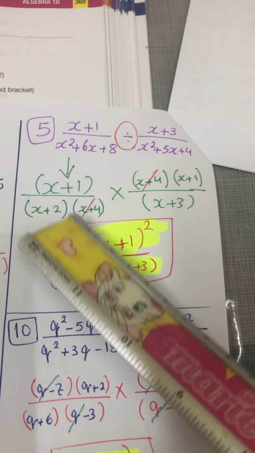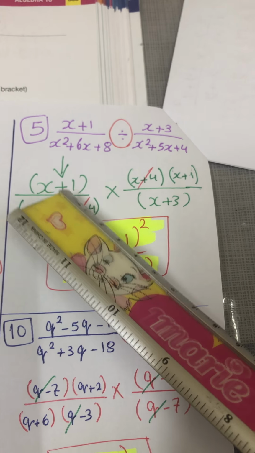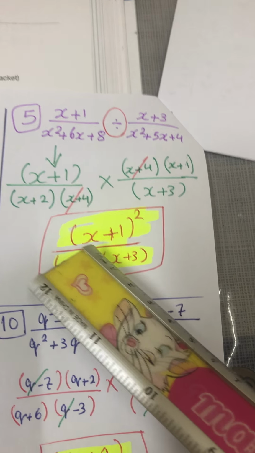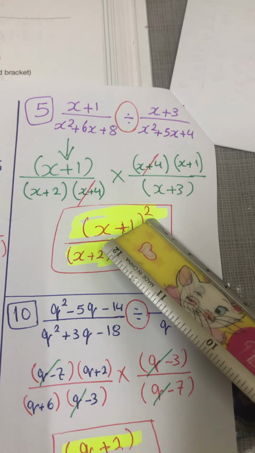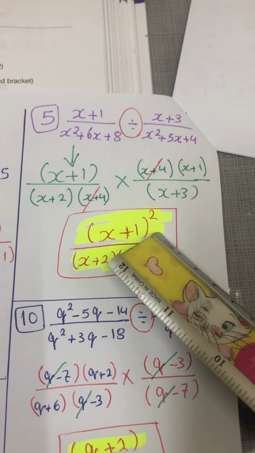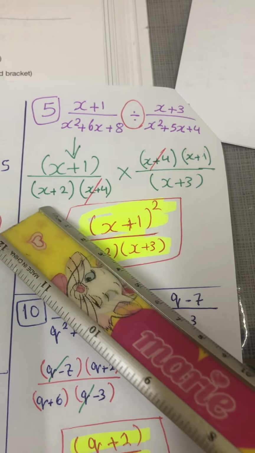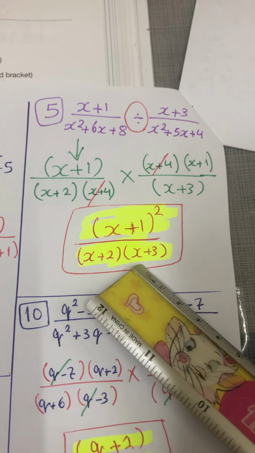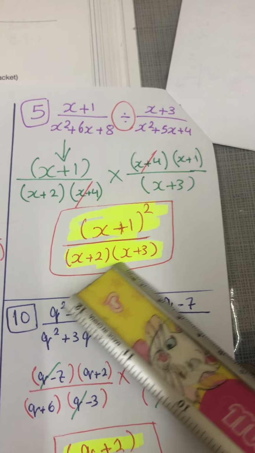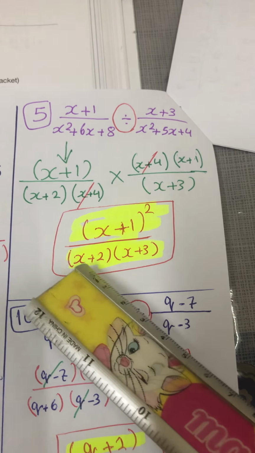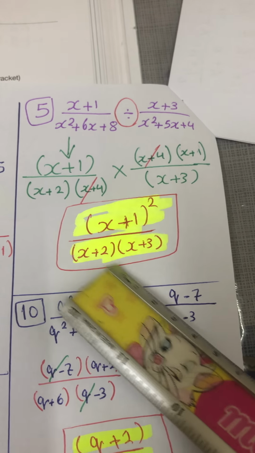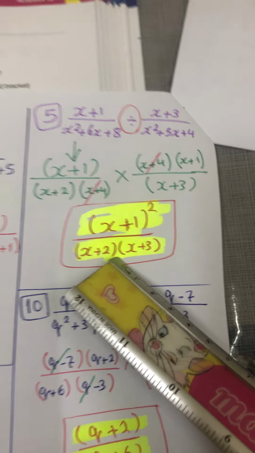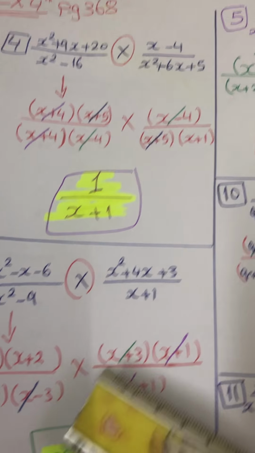That gives me 1. What's left up? X plus 1 times x plus 1, so you can put x plus 1 squared, or x plus 1 times x plus 1. No problem. And down, x plus 2 times x plus 3. Keep them like this. Teacher, no need to expand them and multiply them. No need. Keep them as factors. Now question number 6.